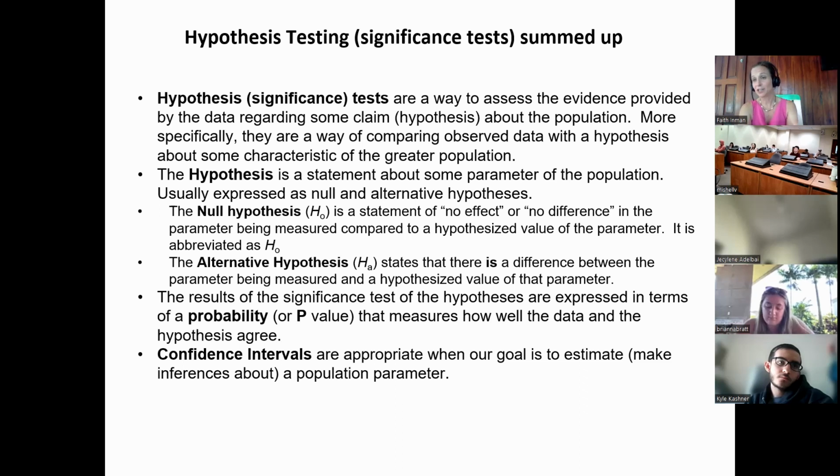It's abbreviated as H0. Learn it now, you'll see it again and again. The alternative hypothesis, or HA, states that there is a difference between the parameter being measured and a hypothesized value of that parameter. The result of the significance test of the hypotheses is expressed in terms of a probability, or p-value, that measures how well the data and the hypothesis agree. Confidence intervals are appropriate when our goal is to estimate or make inferences about a population parameter, typically the mean.